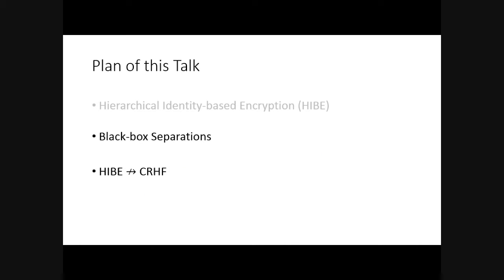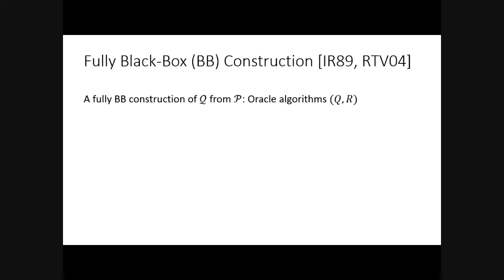So now I'll talk about black box constructions and separations. When trying to study the limitations of a primitive, we have to define the framework under which we explore this limitation. And the most widely used model is the fully black box construction model, because this captures most of the efficient and desirable crypto primitives. And so here's how we'll define it. This was introduced by Impagliazzo and Rudich and later formalized by Reingold, Trevisan, and Vadhan.